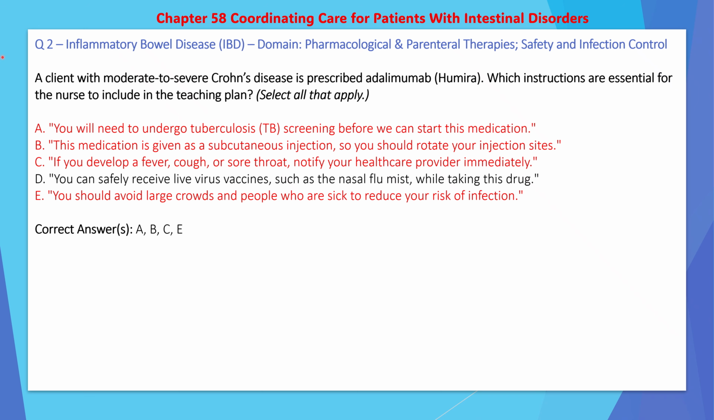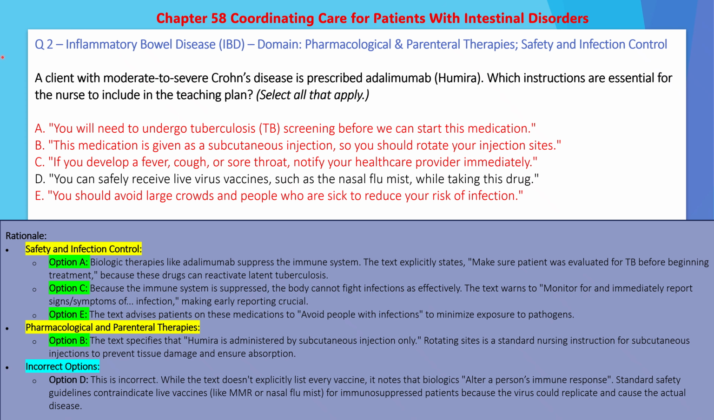So these are the correct answers. And the rationale is safety and infection control. It's option A. Biologic therapies like adalimumab suppress the immune system. The text explicitly states to make sure the patient was evaluated for TB before beginning treatment because those drugs can reactivate latent tuberculosis.